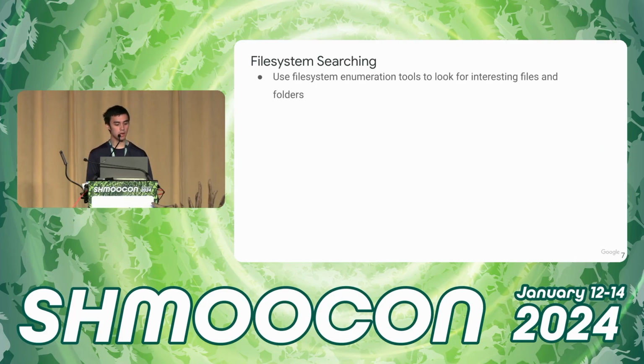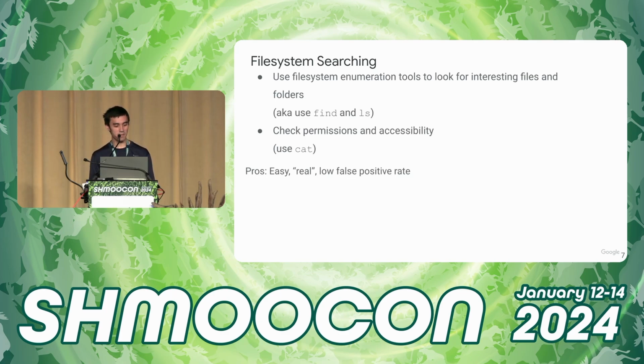This is the obvious one. I'm just going to use file system enumeration tools to look for interesting files and folders on Android phones, also known as using find and ls. Then I just check permissions and accessibility, and I do this using cat. Super fancy stuff, I know. But it's really effective. There's some pros to this. It's really easy. It's very real. There's a low false positive rate.